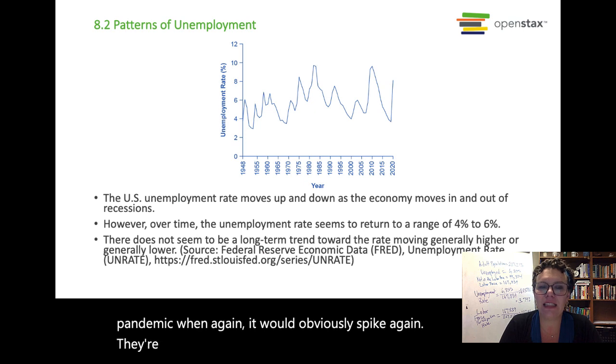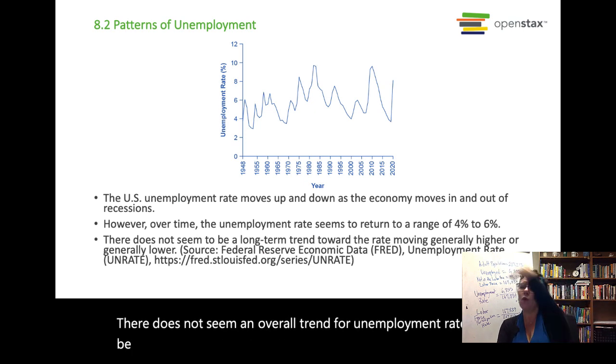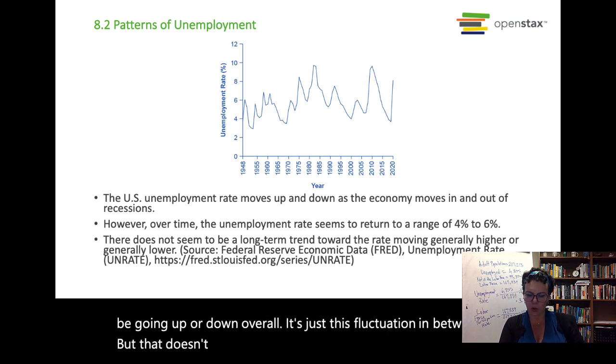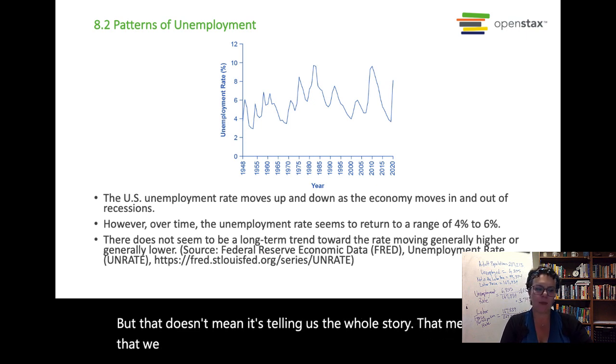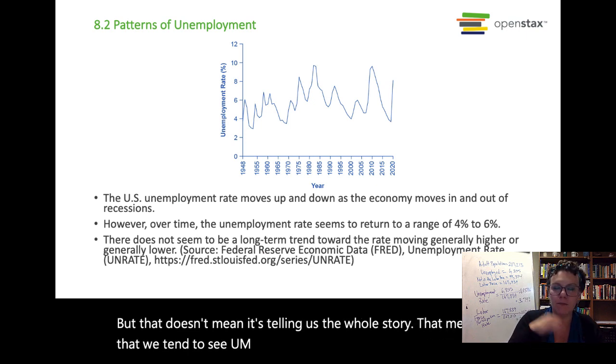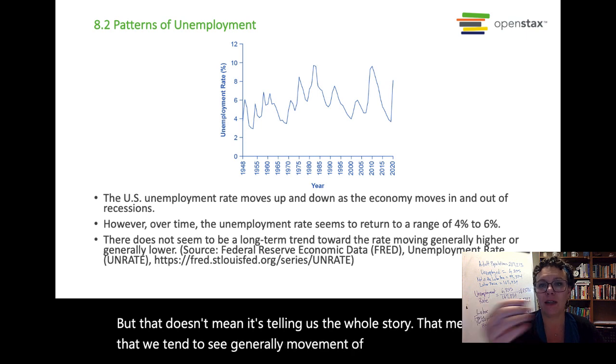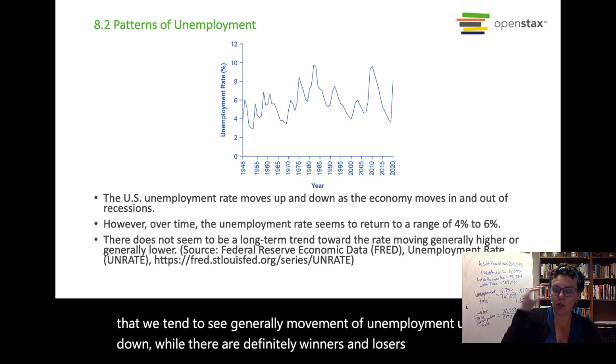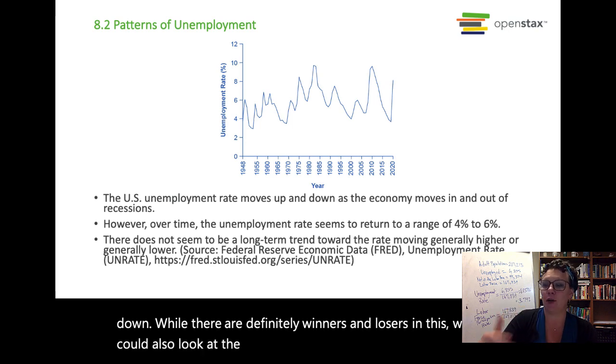There does not seem an overall trend for unemployment rate to be going up or down overall. It's just this fluctuation in between. But that doesn't mean that's telling us the whole story. That means that we tend to see generally movement of unemployment up and down, while there are definitely winners and losers in this. We can also look at the fluctuations by demographic group.